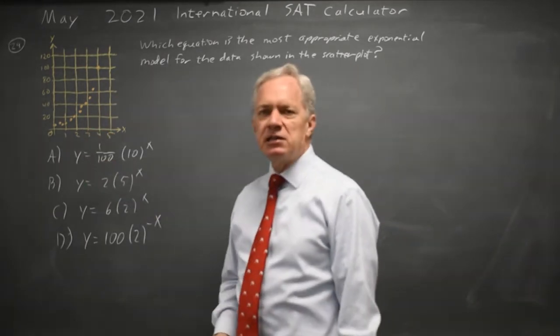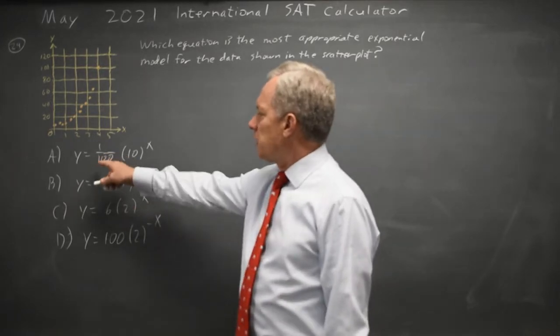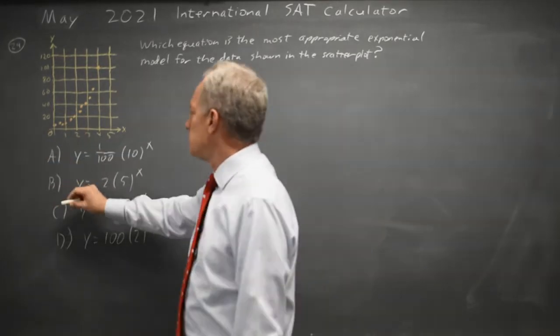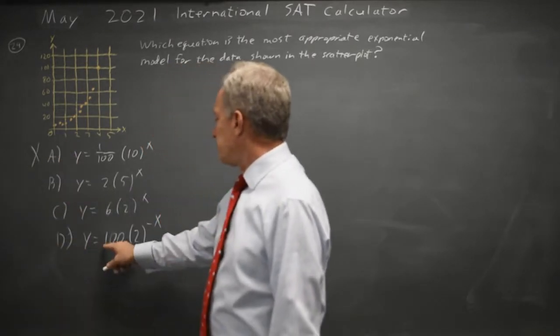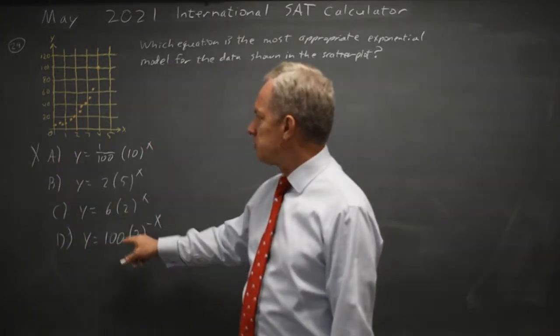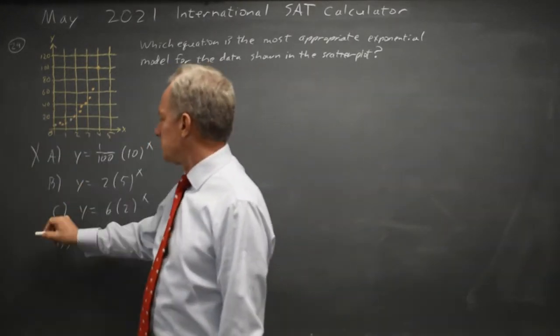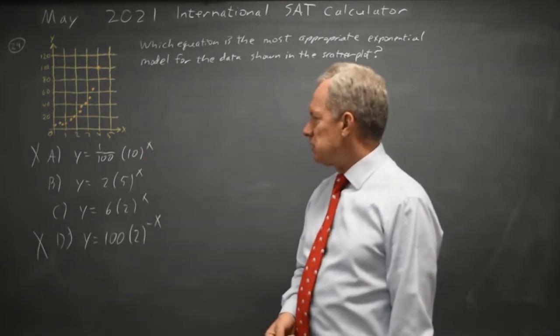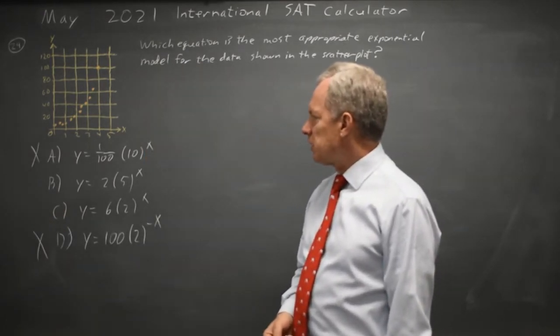If I put in x equals 0, anything to the 0 is 1, so choice A would give me 1 over 100, which seems way too small. Choice D would give me 100 times 1 is 100. It seems very small for x equals 0. So B or C seems more likely.